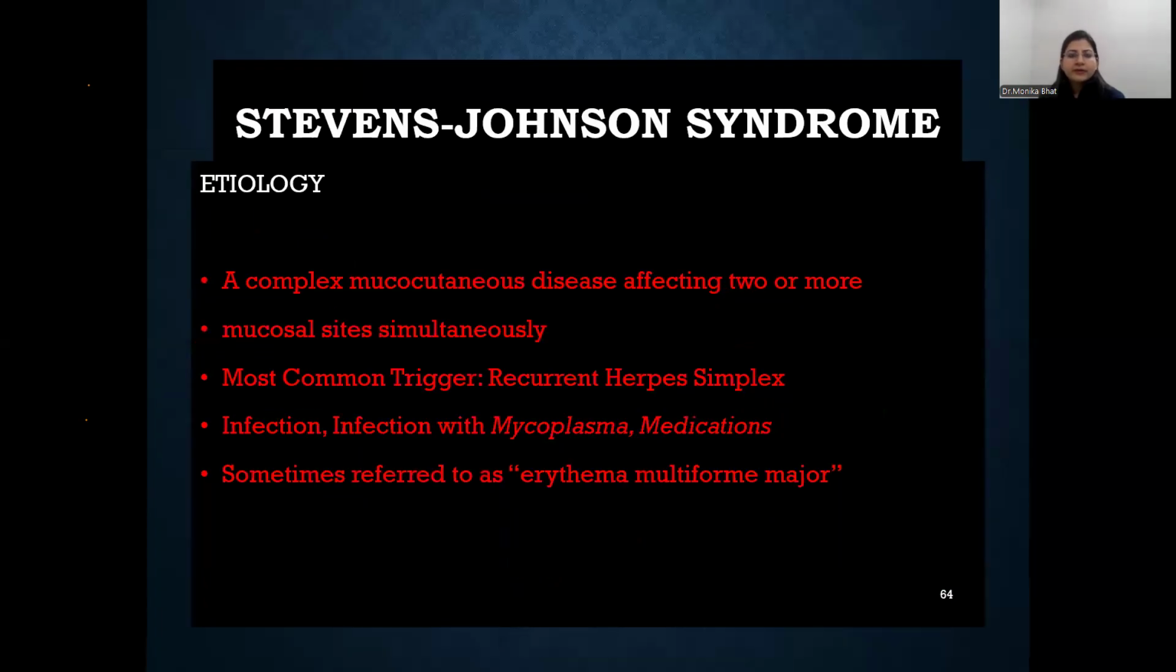Then another category is the Stevens-Johnson syndrome, which is a complex mucocutaneous disease that affects two or more mucosal sites. Most common triggers are the recurrent herpes simplex infection, infection with the mycoplasma, or sometimes associated with the medications. Sometimes it is also referred to as erythema multiforme major.